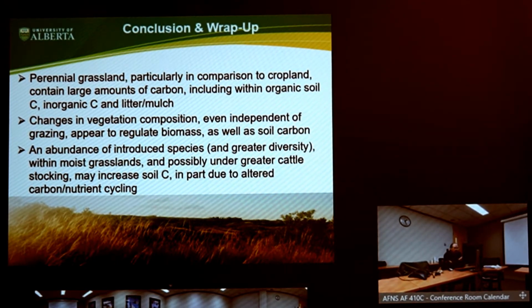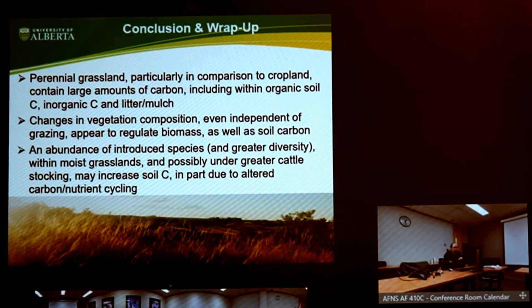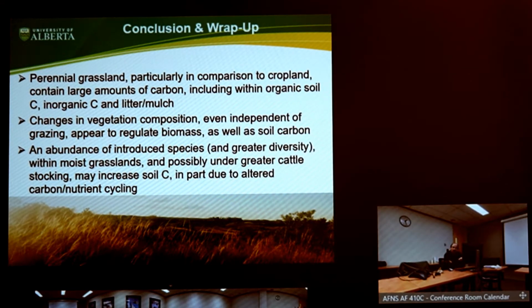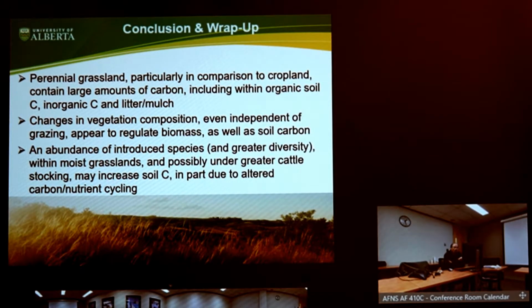Changes in vegetation composition, and in some cases even independent of grazing, appear to regulate grassland biomass productivity, but also associated carbon levels. An abundance of introduced species, particularly Kentucky bluegrass, but there may be others that we haven't identified, and in turn, greater plant diversity in general within these moist grasslands, which is of course facilitated by higher cattle stocking, they actually enhance soil carbon. And that's one of the factors that we're continuing to push forward on as our research unfolds.